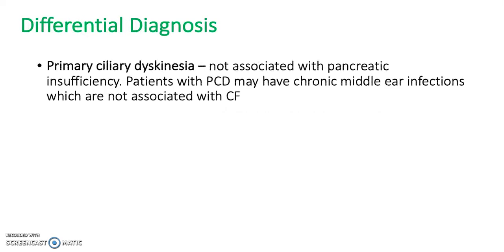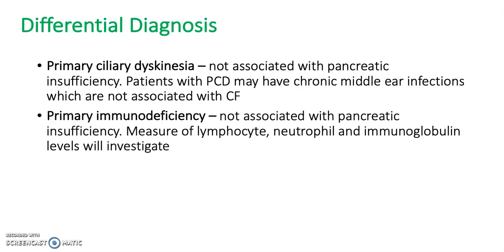Differential diagnosis. Primary ciliary dyskinesia. This is not associated with pancreatic insufficiency. Patients with PCD may have chronic middle ear infections, which are also not associated with cystic fibrosis. Primary immunodeficiency. This is also not associated with pancreatic insufficiency. You can differentiate this by measuring the lymphocyte, neutrophil, and immunoglobulin levels.